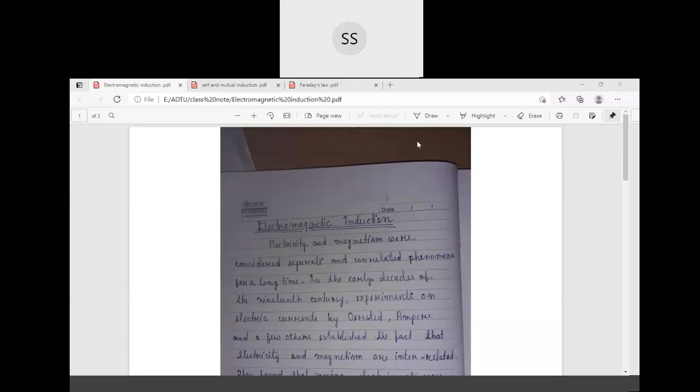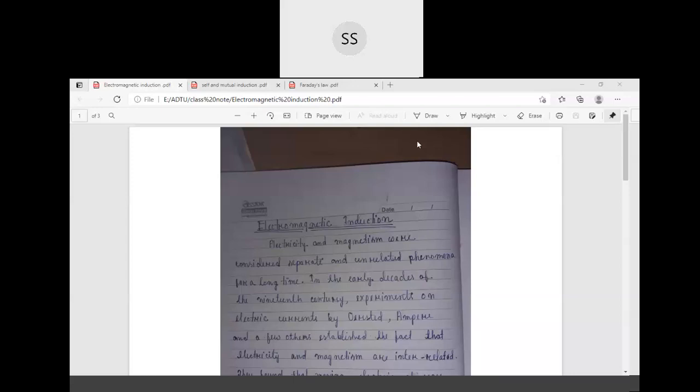Ma'am, magnetic field is a vector field. Magnetic influences on moving electric charges. And what about electric field? Electric field creates an electric charge in surrounding.